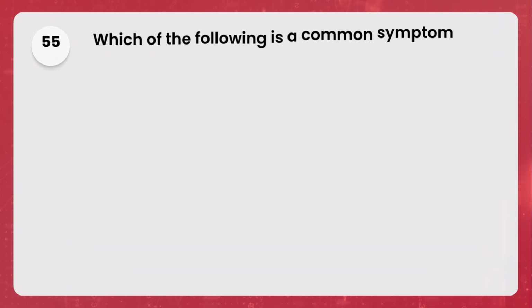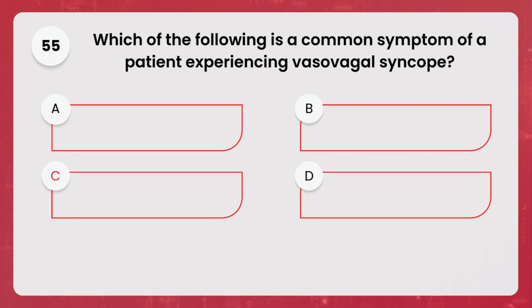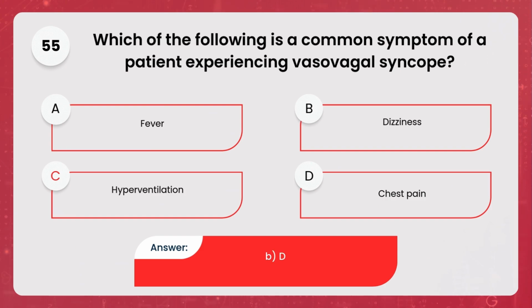Number 55. Which of the following is a common symptom of a patient experiencing vasovagal syncope? A, fever. B, dizziness. C, hyperventilation. Or D, chest pain. The answer is B, dizziness.